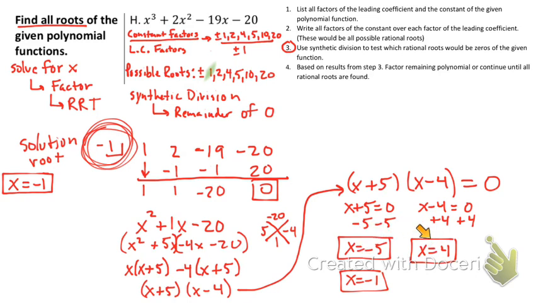How do I know there's only 3 answers? Because your answers will match your original degree, your highest degree in your problem. So I have 3 answers because I have a third degree polynomial.